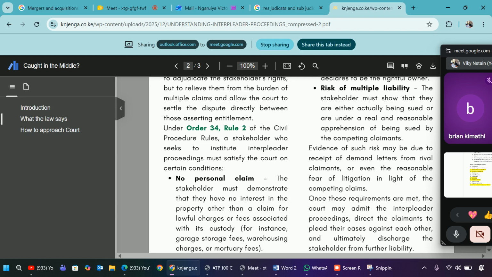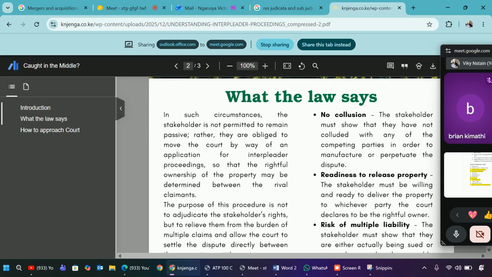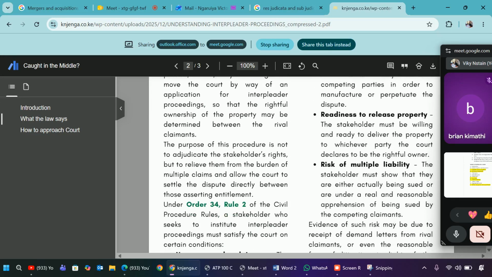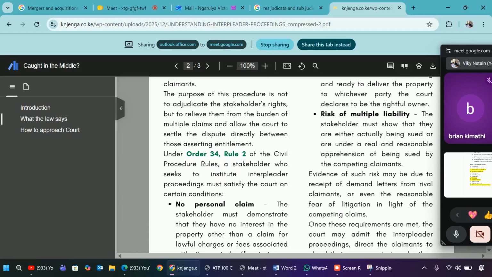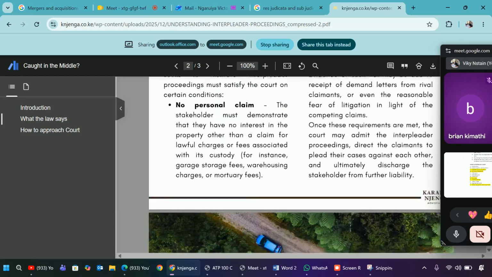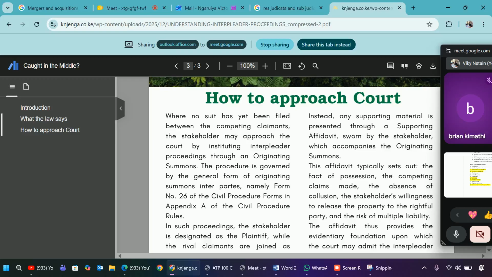Okay, so key takeaways. It is found under Order 34 Rule 2 of the Civil Procedure Rules. You have to show no personal claim, you have to show there is no collusion, and readiness to release property, and risk of facing multiple liability. Then the article continues to tell us, how do you approach court in an interpleader proceeding?